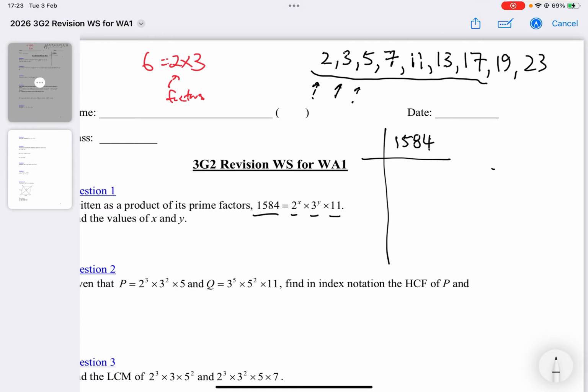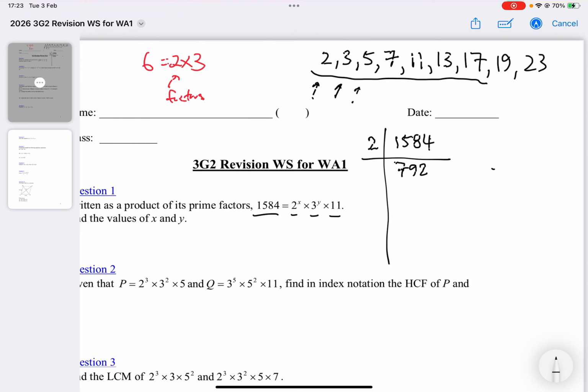So on my calculator, I key in 1584, then I press divide by 2, then I see whether it is a whole number or not. So 1584, I press divide by 2, I get 792, means it is divisible by 2. Okay, then it can divide by 2, I put 2 here. Then after dividing by 2, I have 792.